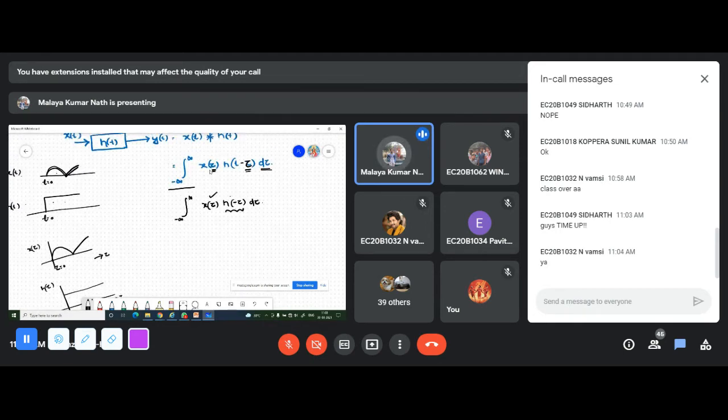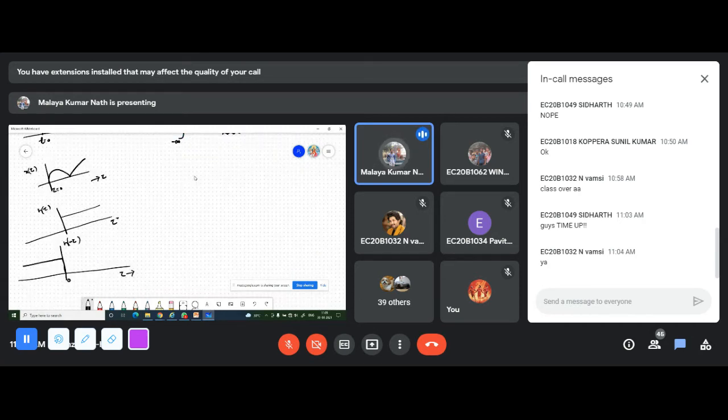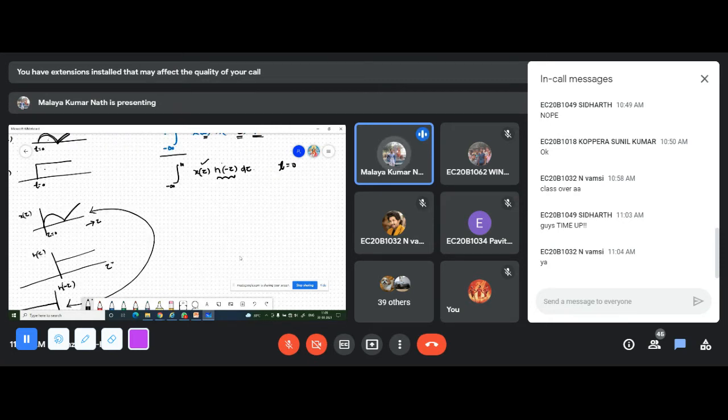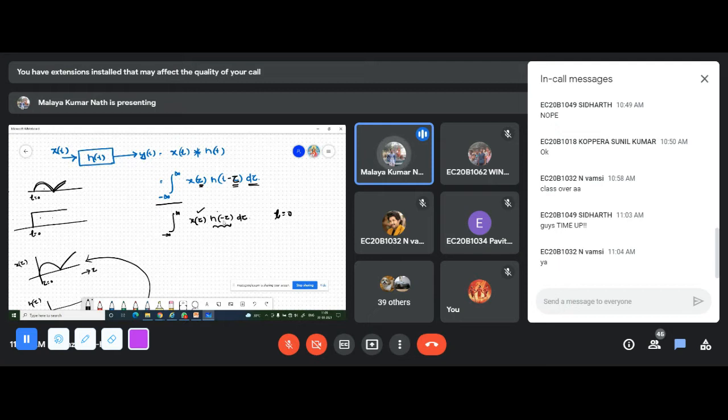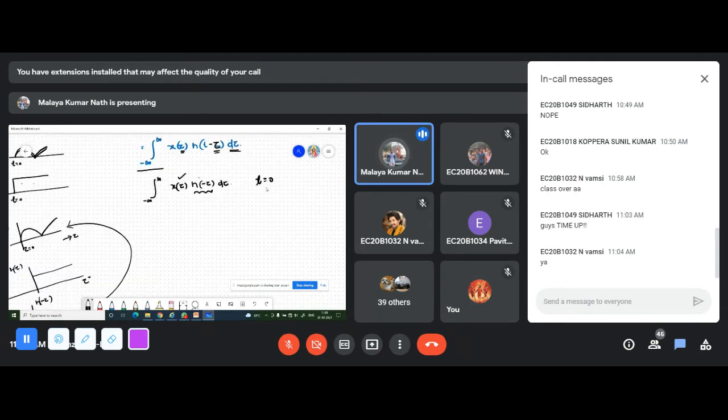Now look at this expression, x of tau h of t minus tau d tau. That means you are giving a different variable to t, right? So this is t equal to 0. This is the expression I am getting. Now I have to multiply these two things. That means this one gets multiplied with this. Look at this expression: x of tau is multiplied with h of minus tau. After multiplication, there is an integration. What does this integration represent? That is nothing but the summation of all the multiplications, right? So this is happening for t equal to 0.